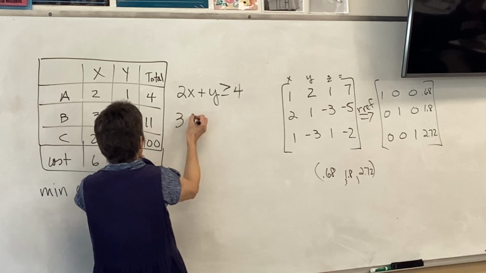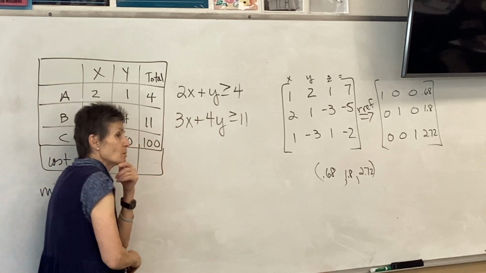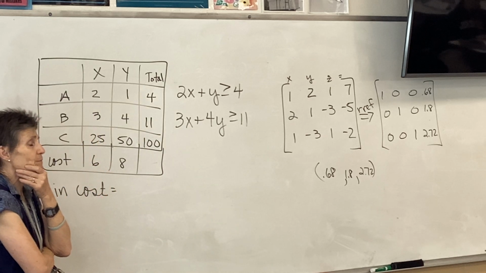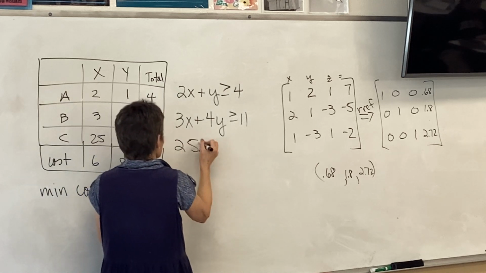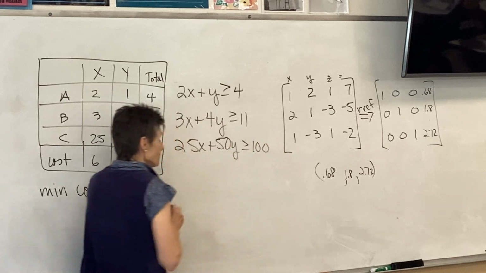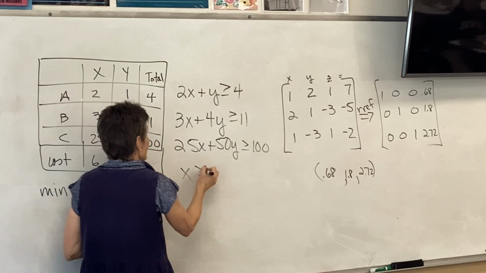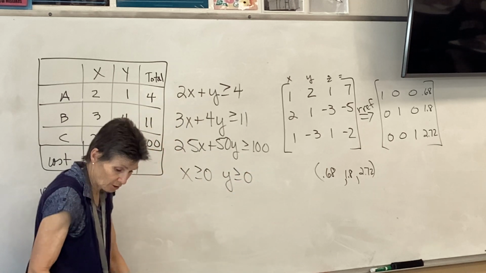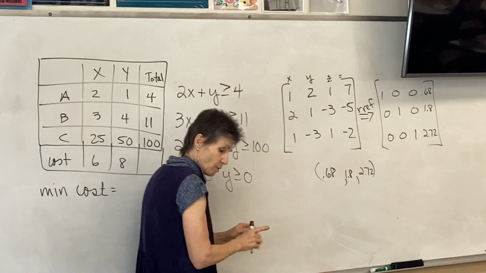And then 3x plus 4y greater than or equal to 11. Stop making the noises. Stand up, turn around. And then 25x plus 50y greater than or equal to 100. And then of course, like always, I can't have negative bills, so x and y are both positive, but that is clearly implied with the graph.